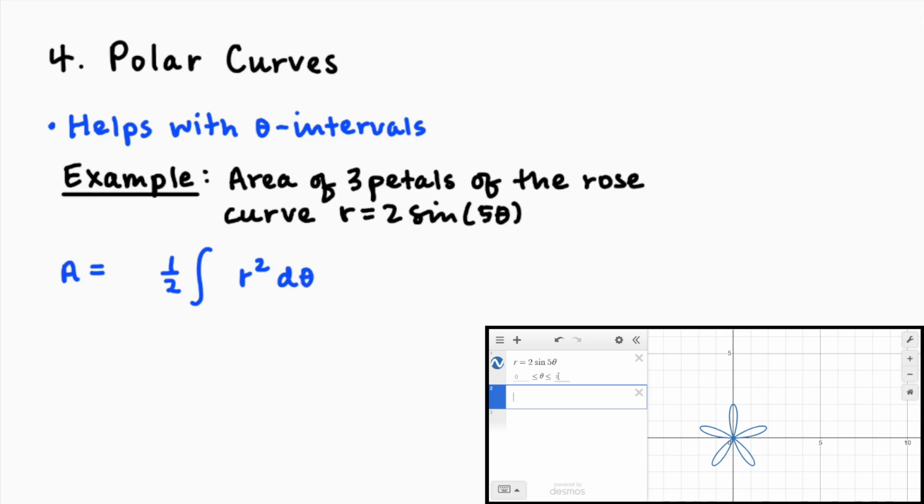Now we're going to integrate from 0 to pi because we can see that's the domain. But since it's only 3 petals of the curve, I'm going to multiply that by 3/5. If I just type it in just like I see it, I'm going to get myself an answer. So 1.885.